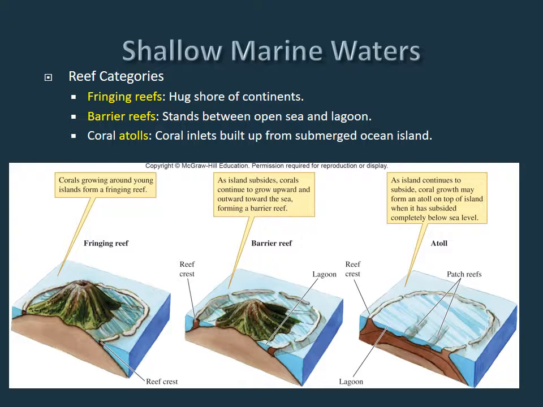As an island subsides, the corals can continue to grow upward and outward toward the sea, forming what they call a barrier reef, and this forms between the open sea and a lagoon. So you can see the picture here. If this were a lagoon right here, then that reef around that lagoon would be called a barrier reef. And then coral atolls are coral inlets built up from a submerged ocean island. As the island continues to subside, coral growth may form an atoll on top of the island when it has subsided completely below sea level.